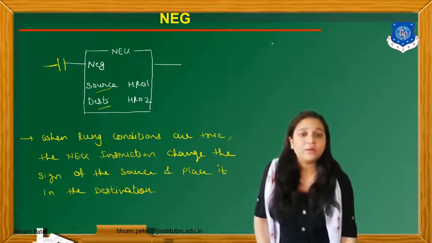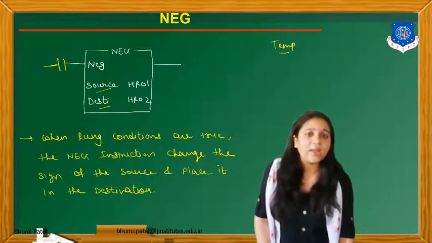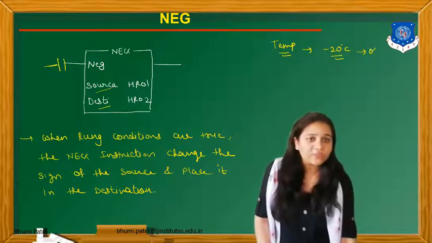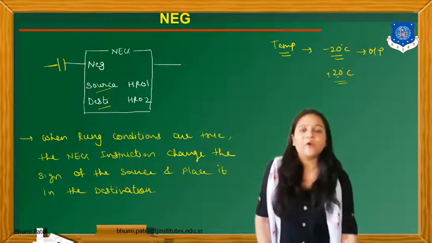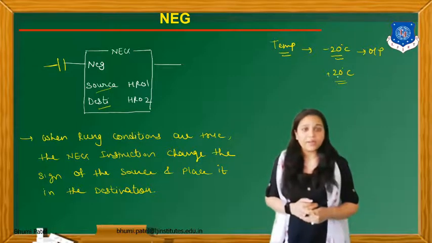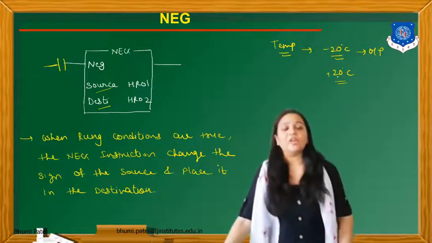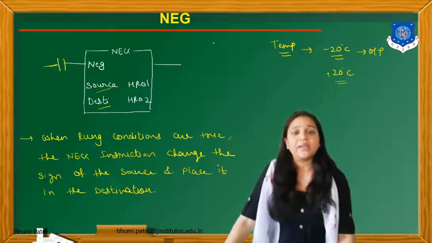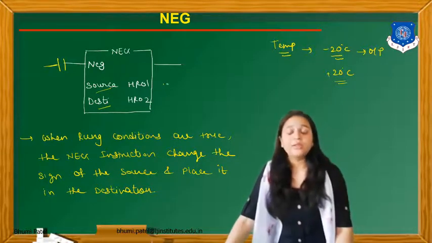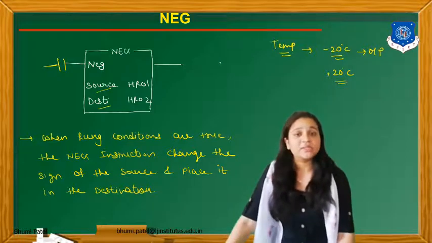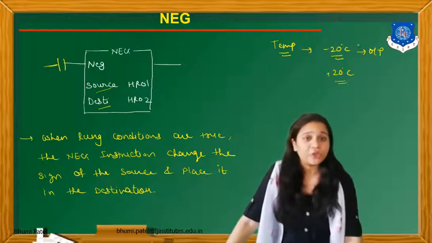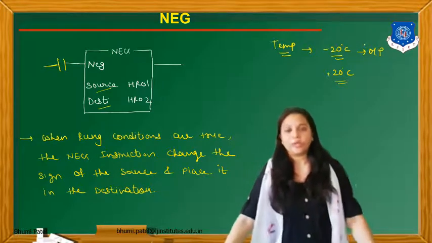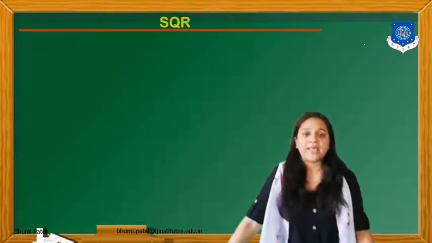If we are dealing with a temperature controller, and we require minus 20 degrees Celsius at the output side, but we get plus 20 degrees at the output side, our logic is correct, but the sign is wrong. In that case we can simply connect the negative wherever the output is taken. After that we connect the negative, and then we get the actual output that is required for our particular system. And the next one is the SQR.